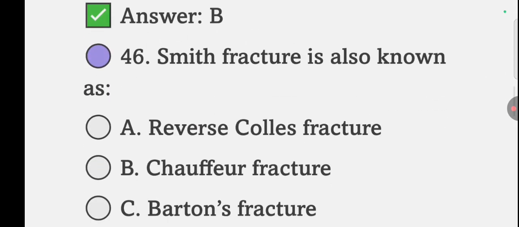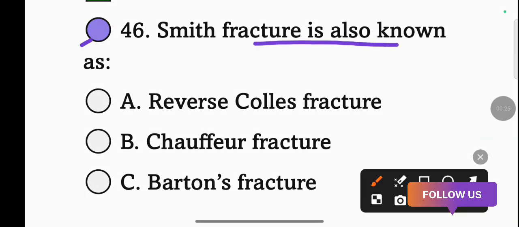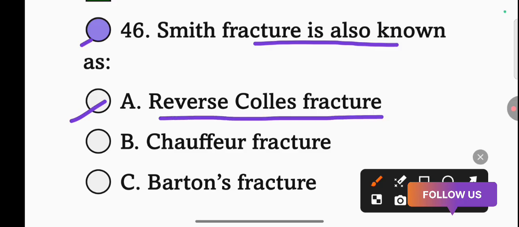Okay, so now come to question 46. Smith fracture is also known as. A Smith fracture is a reverse Colles fracture, because it is seen as a volar displacement, so it is called a reverse Colles fracture. Option A is the correct option.